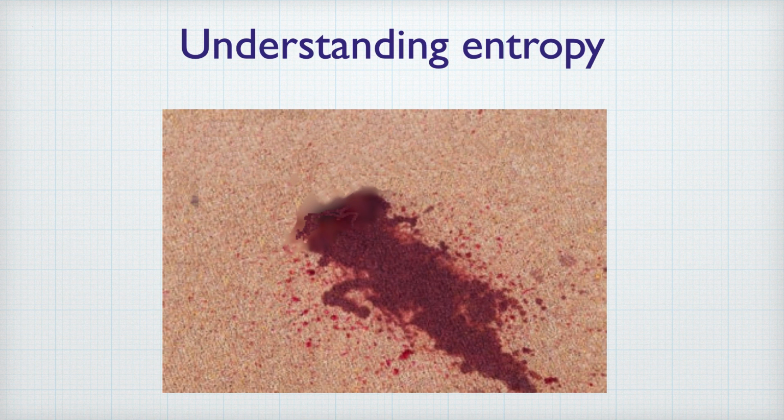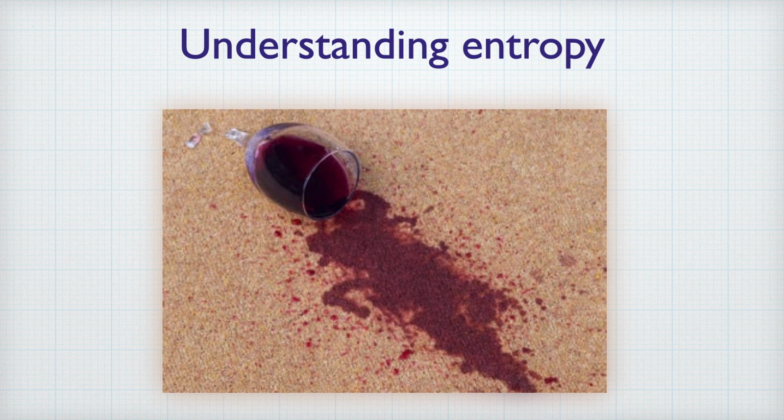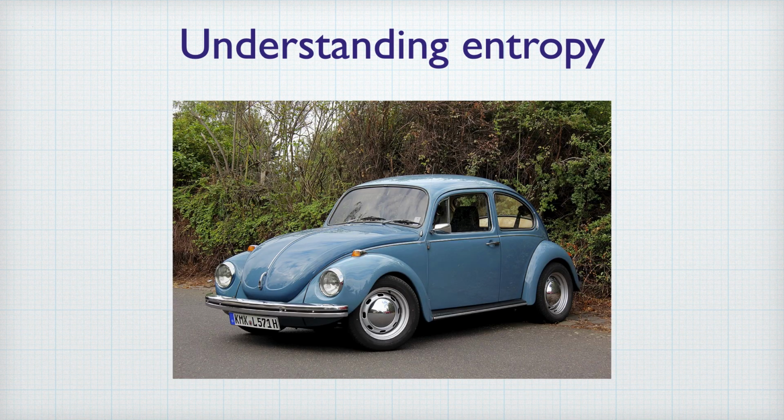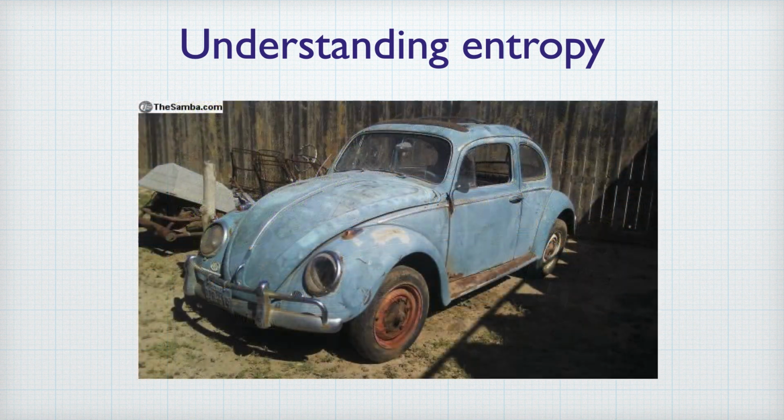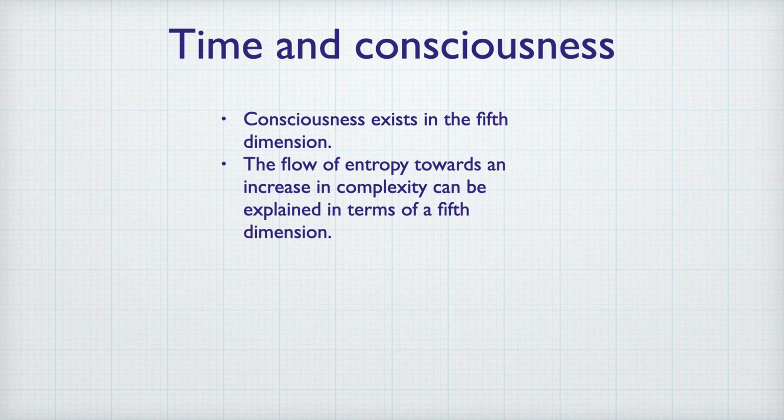It's like seeing a stain on a carpet. The stain is a snapshot. We can't be aware of the overall pattern without seeing the events in time. We see the results of entropy. The reality of the increasing complexity of the universe cannot be understood from the standpoint of our limited four-dimensional existence. Consciousness exists in a fifth dimension.